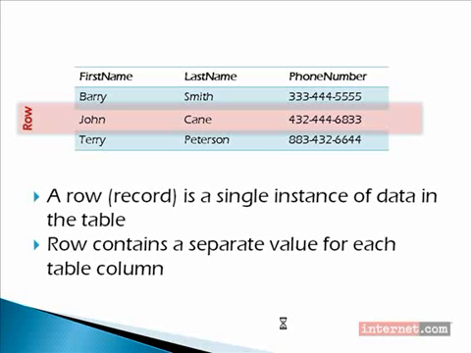A row is a single instance of data in a table. So if you had a contacts table, each row would represent a separate contact. If you had an employees table, each row would represent a separate employee. So the row contains a separate value for each table column. The first name of the selected row here is John, the last name is Kane, and so forth. All of these column values together represent a single instance of data in the table.